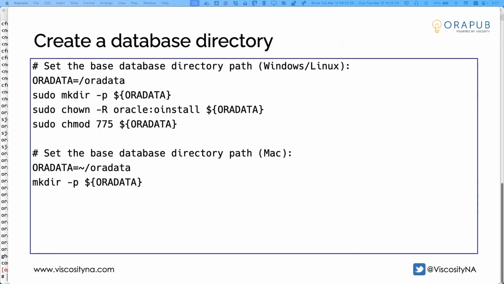So we're going to create that directory. We're going to make it owned by the oracle user and oinstall group. Otherwise, our container, which is running as the oracle user and oinstall group, isn't going to be able to write files. Can't create a database. Not very helpful. And we're going to do a chmod on that.